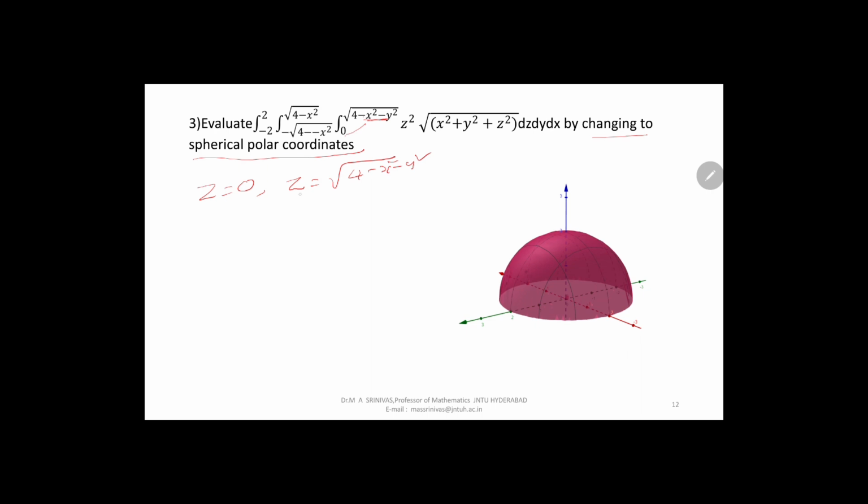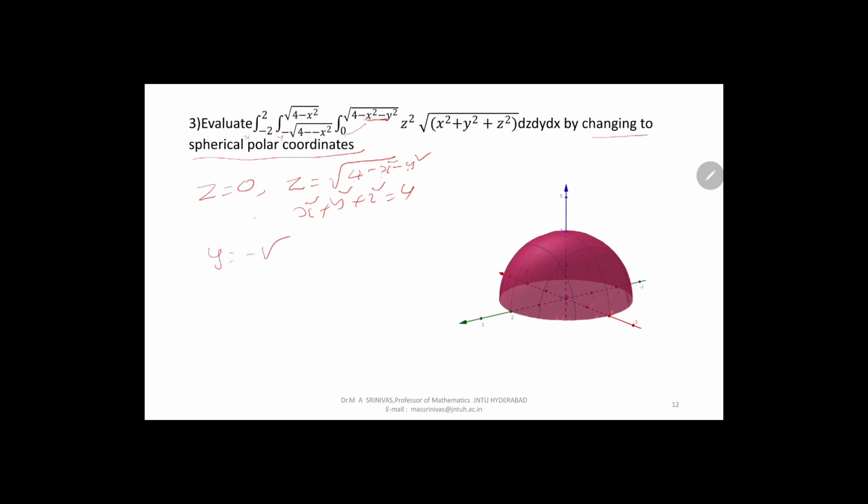Can you tell me what this is? z square is equal to 4 minus x square minus y square, or x square plus y square plus z square is equal to 4. What does it represent? It represents a sphere, but you have taken only the positive side. Therefore, above the xy plane, you have one sphere. That is what this tells you. And these are the limits for y, and this is the limits for x.